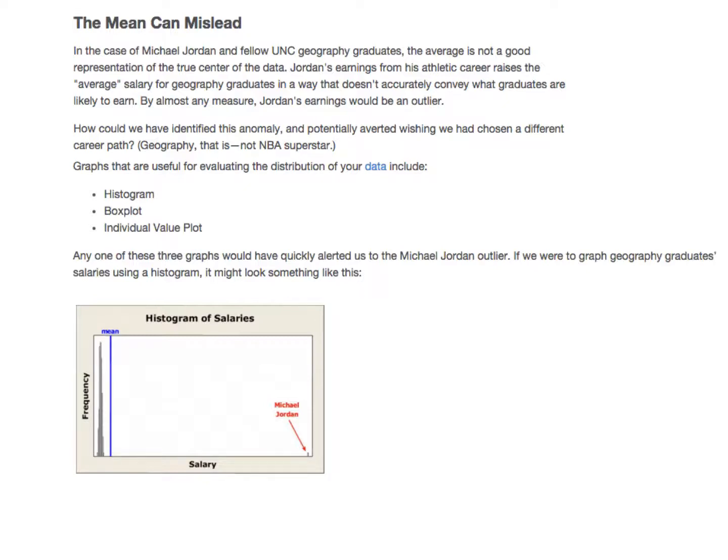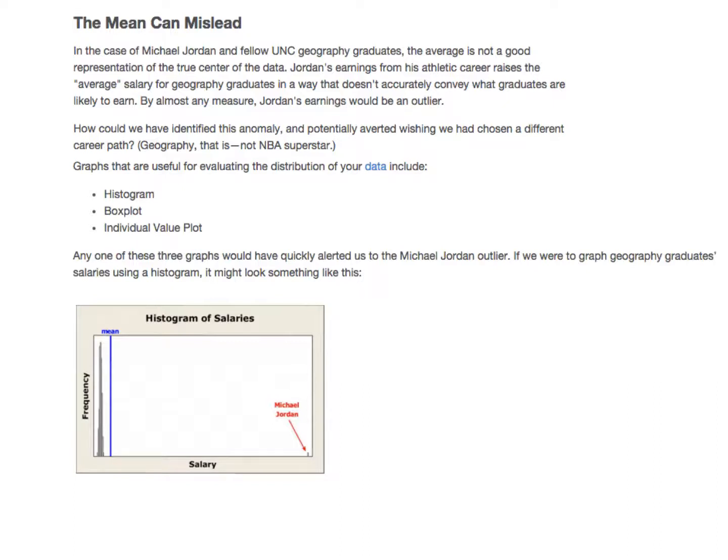And so when you look at a histogram, this is all the other graduates in geography and how much they make. And here's Michael Jordan way over here. And so by taking into account his salary, which is obviously really high from being an NBA superstar and from all of the endorsements that he has, it's going to pull that mean a lot higher than what the rest of his peers would make as a salary.